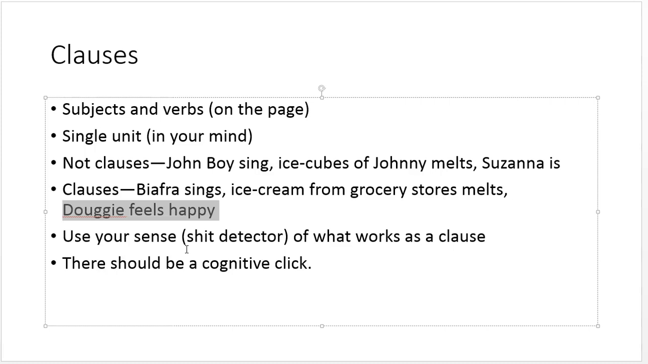Now, these are a little more challenging to understand at first, but trust me, you do have a sense of this. So use your sense. I'm going to come back to this concept of a detector. It's your inner sense of what works as a clause. And there should be what I'm going to call a cognitive click. And you know, hey, that works. Okay? That makes sense. "John Boy sing" should just not work.